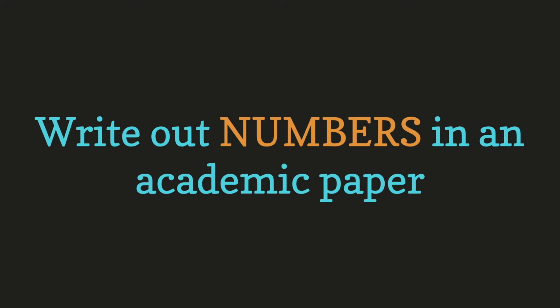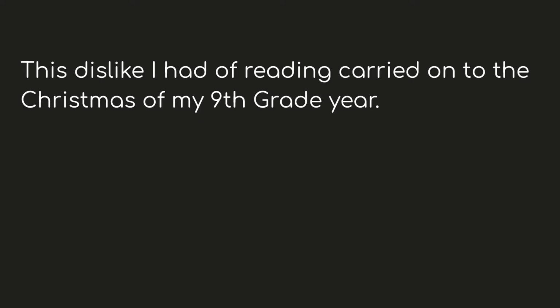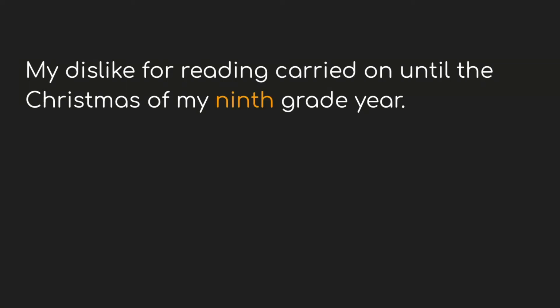You need to write out numbers in an academic paper. So what that means is if you say, I had 211 tickets, you write out the words for 211, not just put the numbers. But it also means that if one of your classmates wrote, this dislike I had of reading carried on to the Christmas of my ninth grade year, you can't write it like that. You need to actually write out the word ninth.